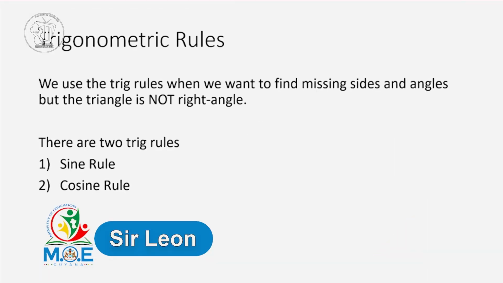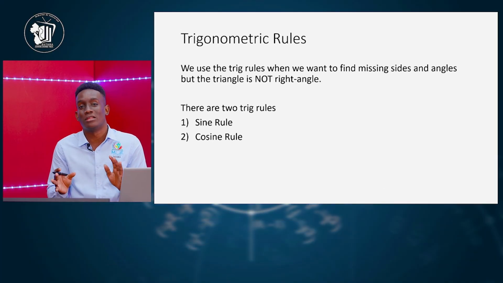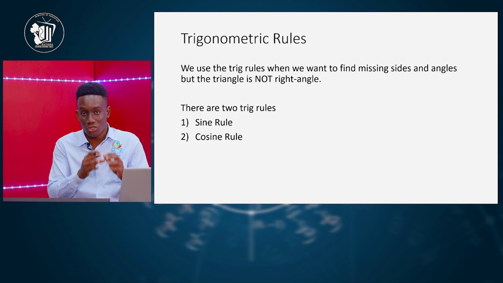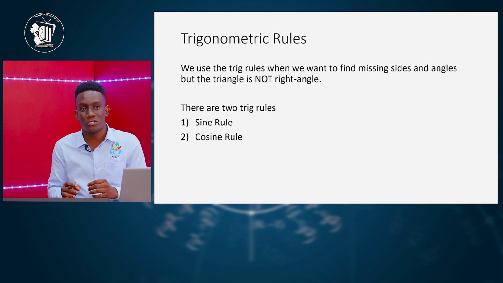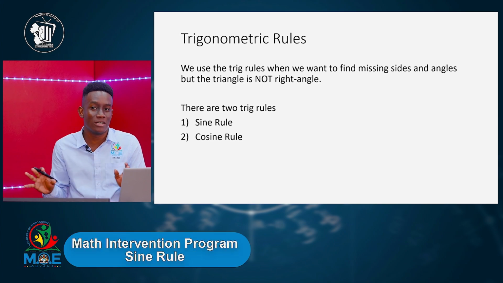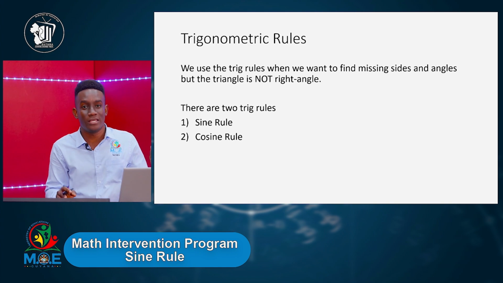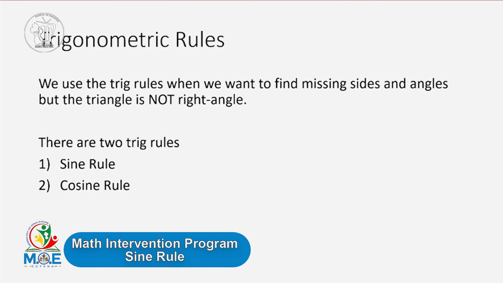So we use trig rules when we want to find missing sides and missing angles, but the triangles are not right angle triangles. Earlier we learned how to find for right angle. So for the trig rules, we use them when we have a non-right angle triangle. It can be an equilateral triangle, it can be a scalene triangle. As long as it is not a right angle triangle, then these rules will apply. And we know if it's a right angle, we use the trigonometric ratios. So there are two trig rules, the sine rule and the cosine rule. And for this video, we'll be looking at the sine rule.